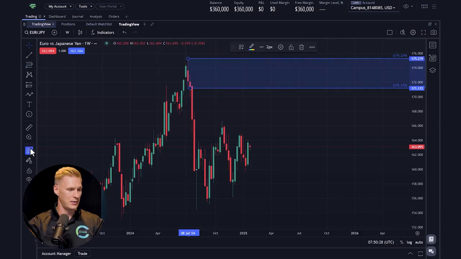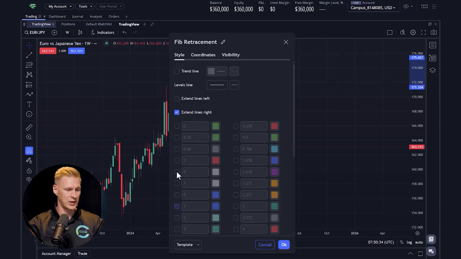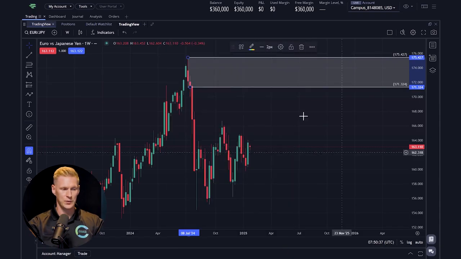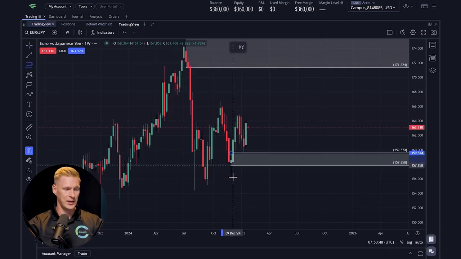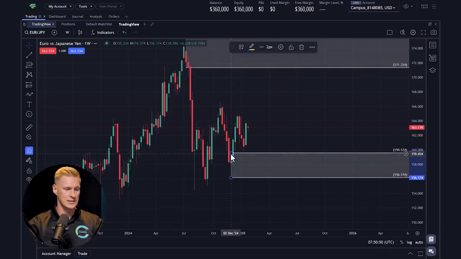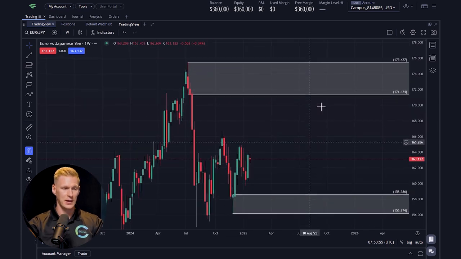Let me enable this one. This is our first supply. I will change the colors very quickly to gray. Perfect, this means we found our first supply zone here. Now, the next step is to identify our demand zone. Okay, this is the supply zone. This is the first demand zone.